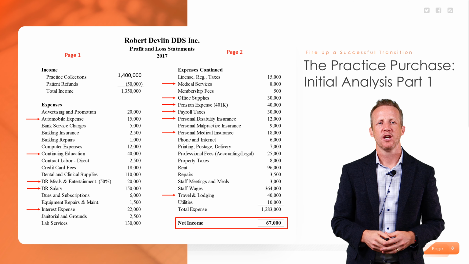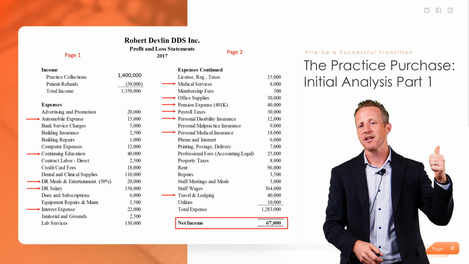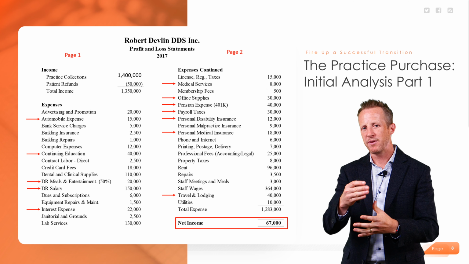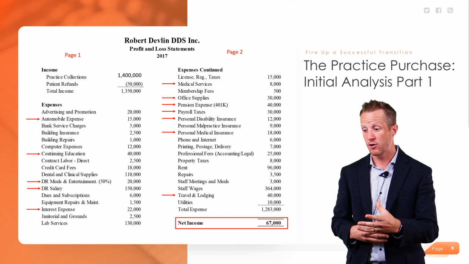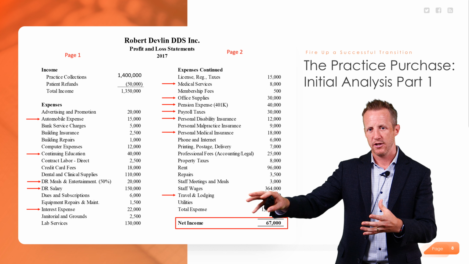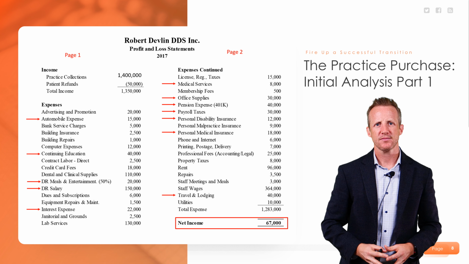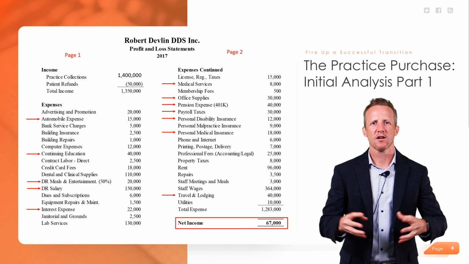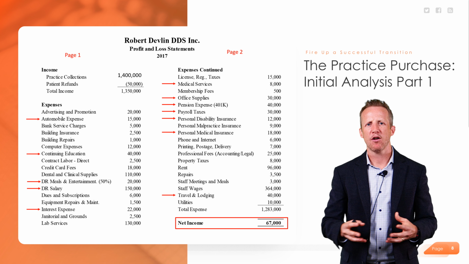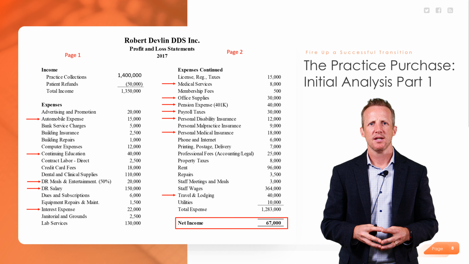So interest expense, we take out interest expense. Why? Because you're going to have your own debt. Remember, this is an asset sale. You're just buying the assets. You're not assuming the debt of the seller. So we don't care what the seller's interest expense is. So we take that out. Medical services, you're going to have your own healthcare premiums, for example.